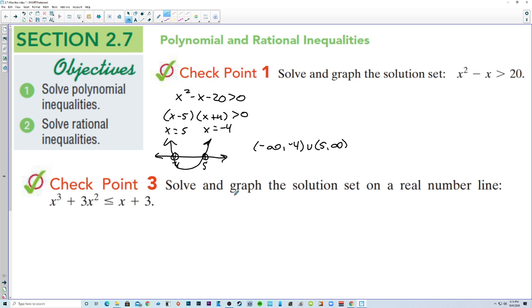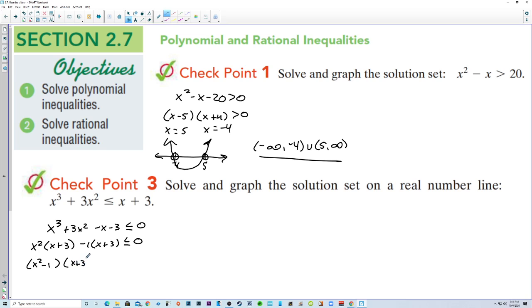Checkpoint 3, solve and graph the solution set on a real number line. Well, we're not doing that. We're just using interval notation. So let's compare this to 0. Minus x minus 3 less than or equal to 0. I can factor out an x squared in the first two. Factor out a negative 1 in the second pair here. And we want that less than or equal to 0. So we have x squared minus 1 and x plus 3. And this factors into x plus 1, x minus 1, and then we have x plus 3, less than or equal to 0. So now the zeros are plus or minus 1 and negative 3.